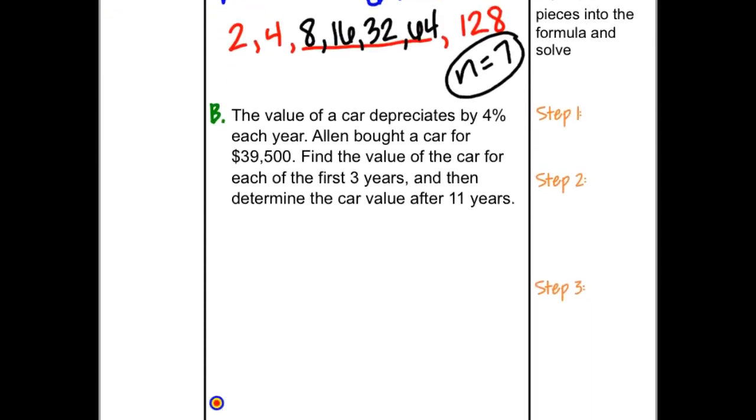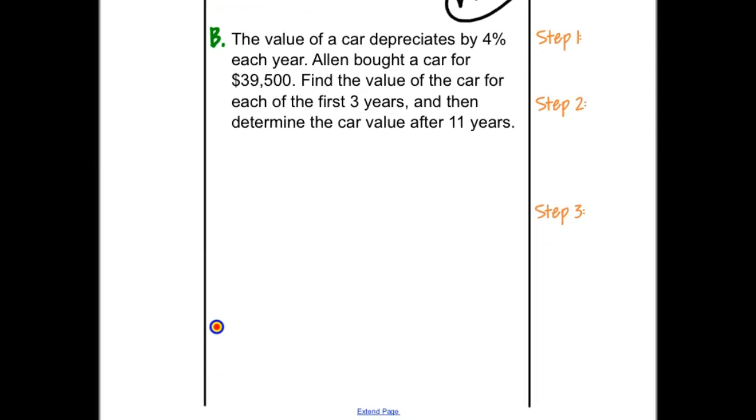And then we've got word problems. So we have the value of a car depreciating by 4% each year. We have Alan who bought a car for $39,500. Find the value of the car for each of the first 3 years, and then determine the car value after 11 years. So the first thing we need to do is set up our sequence.